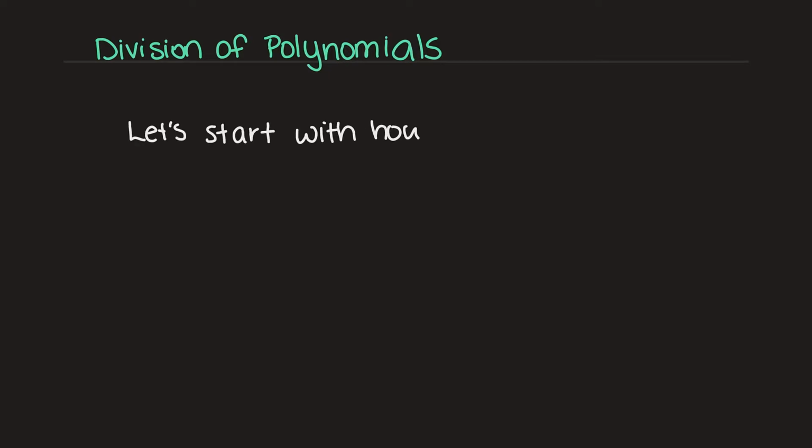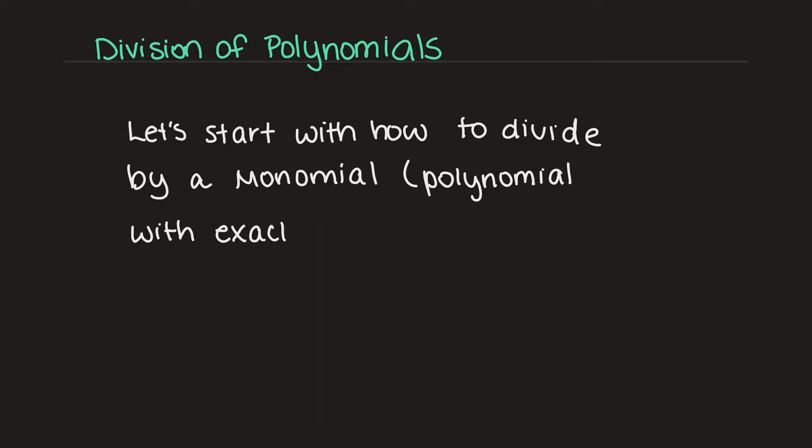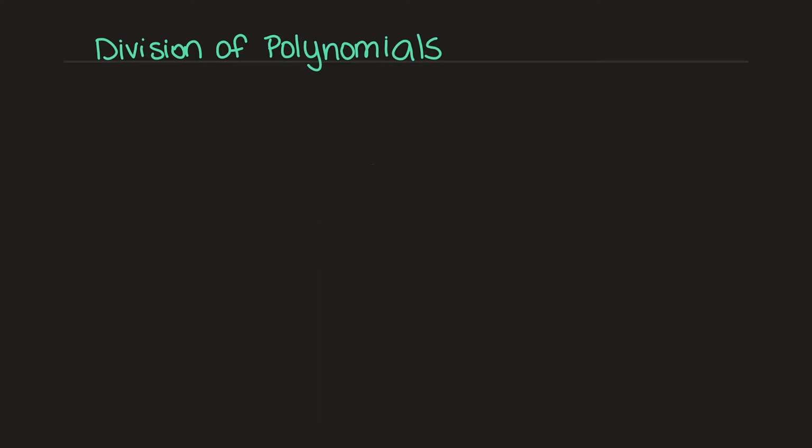Okay, in this video we will be going over the division of polynomials. Let's first start with how to divide by a monomial, which is a polynomial with exactly one term. So the procedure for dividing a polynomial by a monomial is based on the procedure for adding and subtracting fractions.